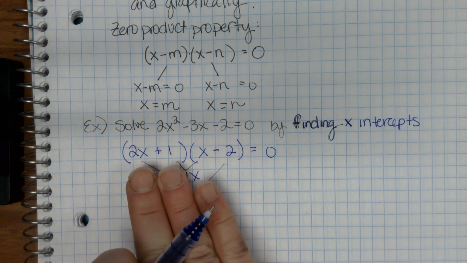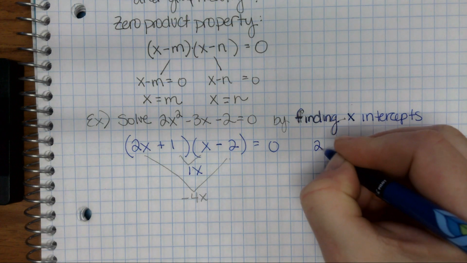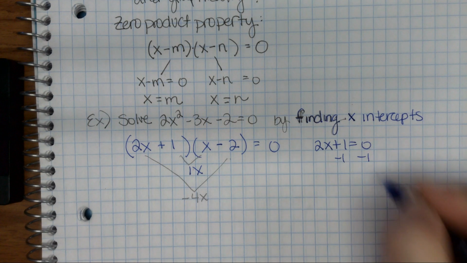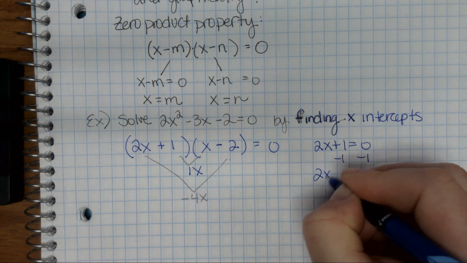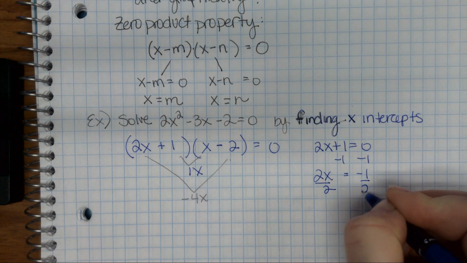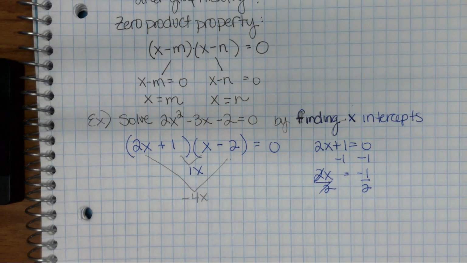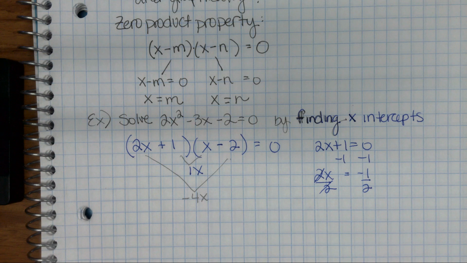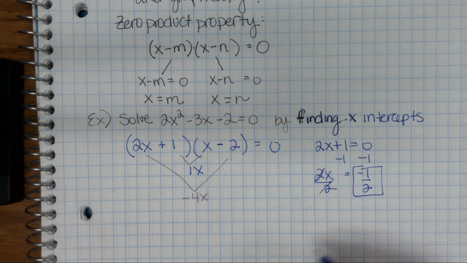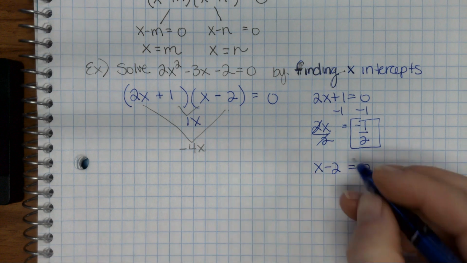So these two things multiply to be 0, so I set each of them equal to 0. So I have 2x plus 1 equals 0. Subtract 1. Divide by 2. x equals -1/2. That's one of my answers. And then x minus 2 equals 0. x equals 2.